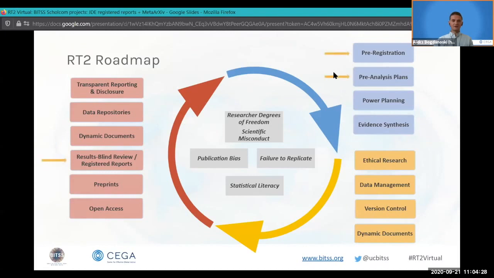So the first half of my talk is situated in the research design stage of the RT2 roadmap, so pre-registration and pre-analysis plan, and a bit about the dissemination stage, namely results blind review and registered reports. And the second part of my talk, roughly 30%, will discuss preprints and open access.